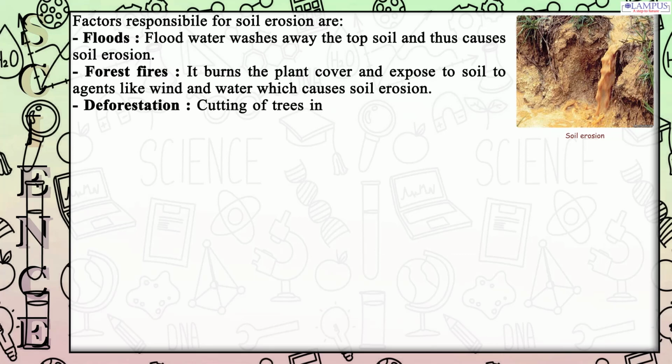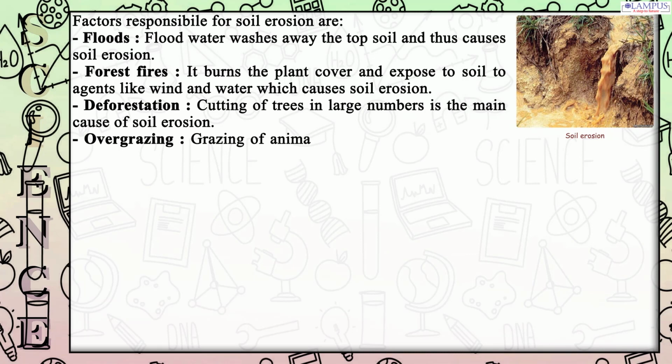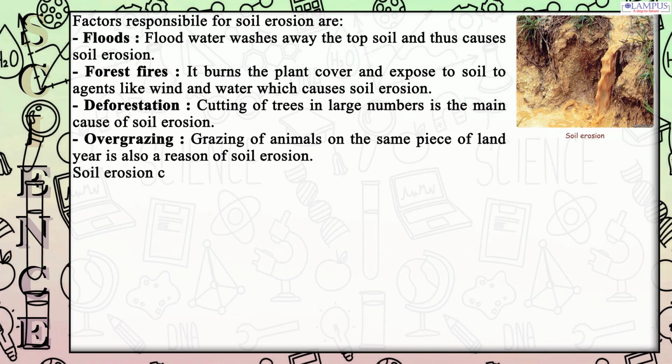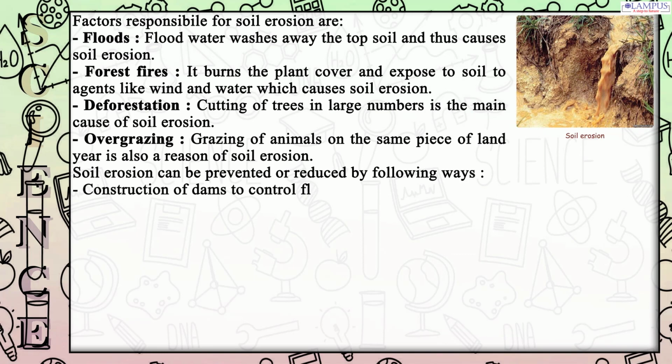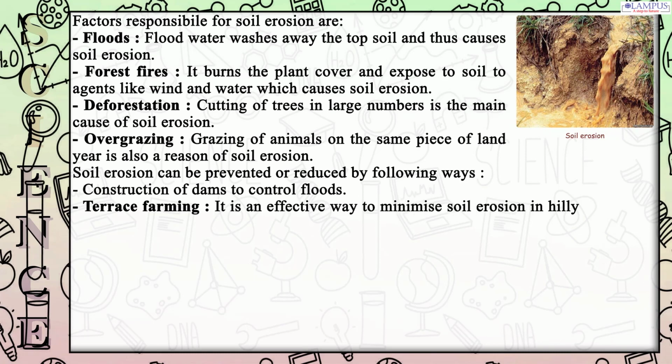Deforestation. Cutting of trees in large numbers is the main cause of soil erosion. Overgrazing. Grazing of animals on the same piece of land is also a reason for soil erosion. Soil erosion can be prevented or reduced in the following ways. Construction of dams to control floods. Terrace farming. It is an effective way to minimize soil erosion in hilly areas. It is done by making steps on hill slopes.